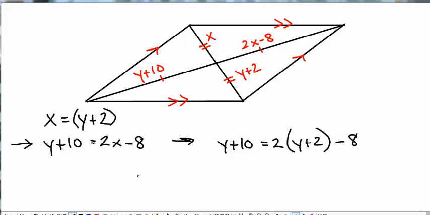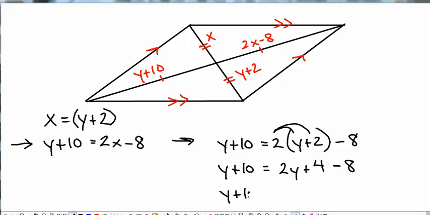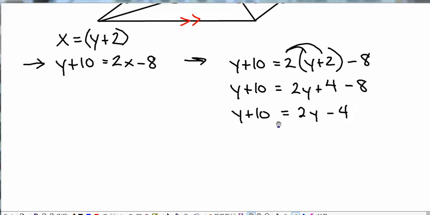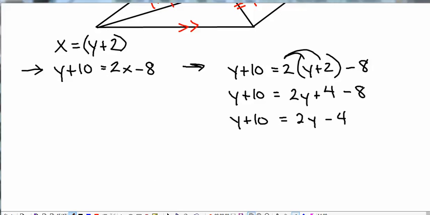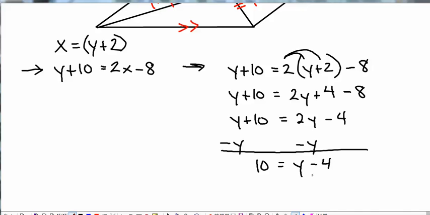Okay? And you can do the distributive property. So y plus 10 equals 2y plus 4 minus 8. So y plus 10 equals 2y minus 4. 4 minus 8 is negative 4. Subtract y. 10 equals y minus 4, and then add 4 to each side. So 14 equals y.